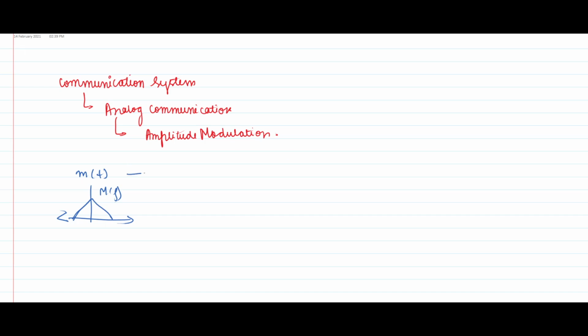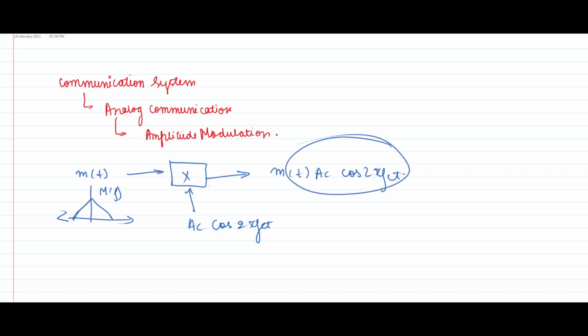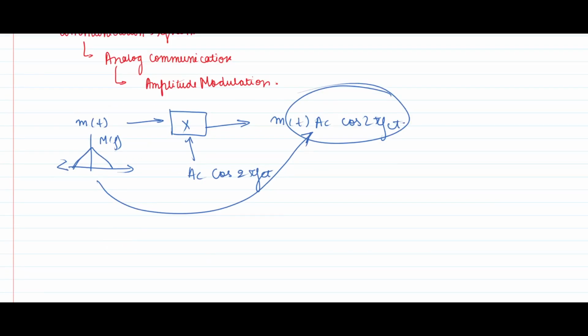So let us assume that we are passing this m(t) through a multiplier, multiplying with Ac cos 2 pi fct, which is the carrier signal. So what will happen to m(t)? It will get multiplied. It is simple: Ac cos 2 pi fct. But this is not important. What is important is how the graph of m(t) will change if it is multiplied by cos. So first I'll talk about simply what will happen to cos.